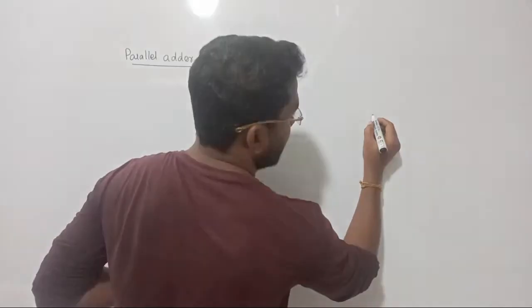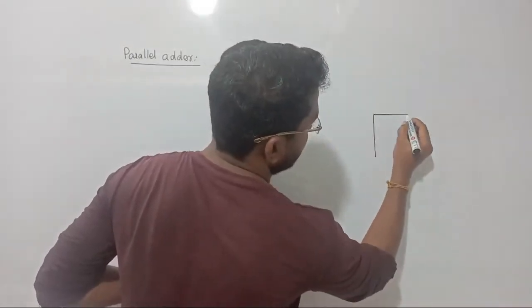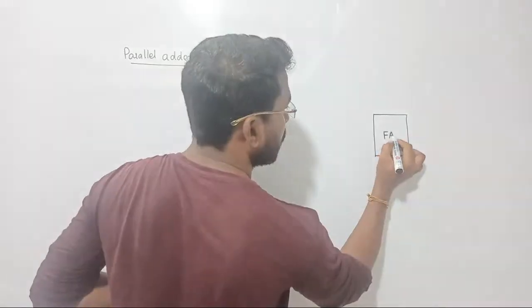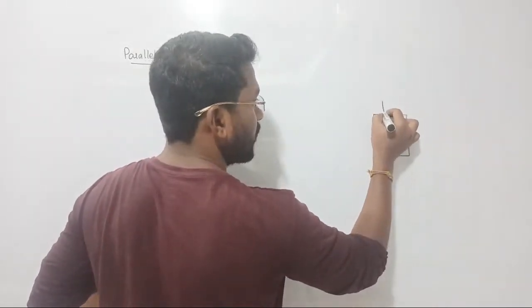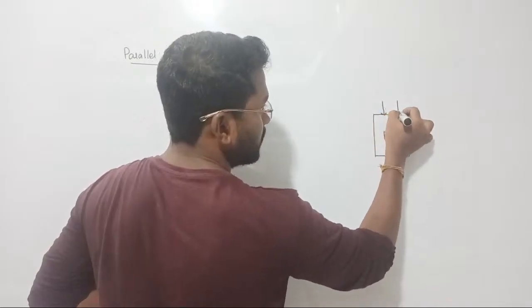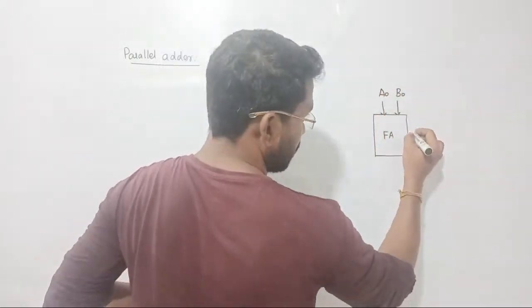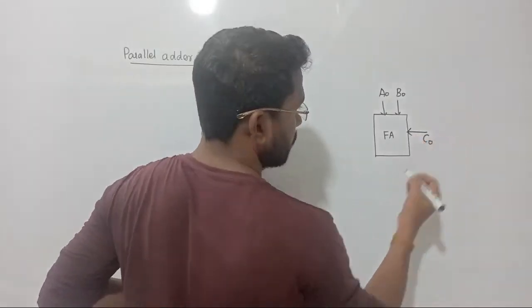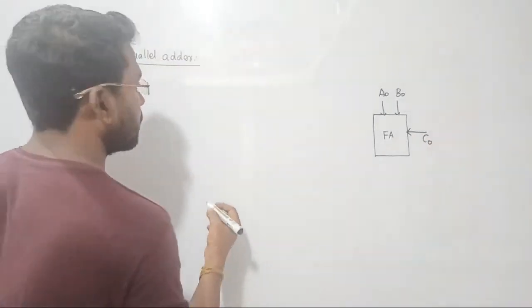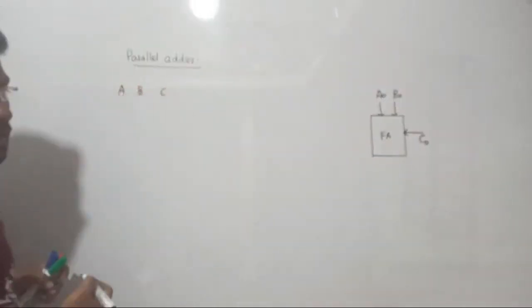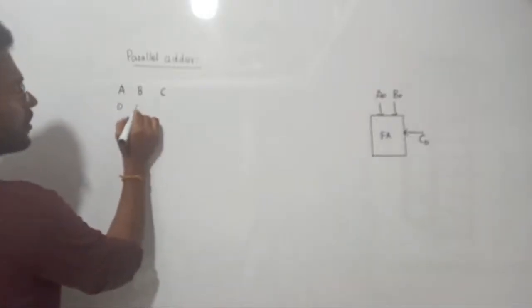Listen guys, let's start from the LSB. So let me consider a full adder circuit. In a full adder circuit, initially we need 3 bits. For example, I am considering bit A0, and bit B0. With this, I am also considering C0. So our bits can be written as A, B, C. The first combination here is 0, 0, 0.